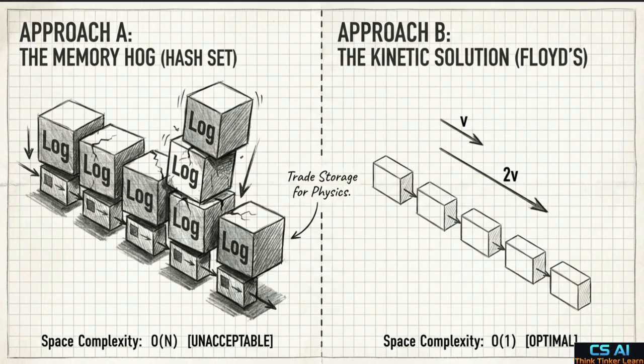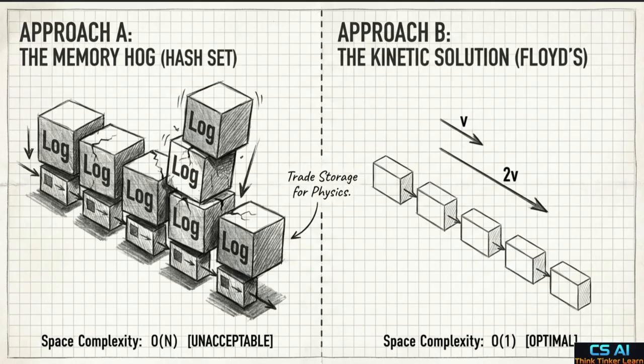To tackle this problem, we have two main approaches. Approach A, the memory hog or the hash set, involves storing references to every node you visit in a hash set. If you encounter a node whose reference is already in the hash set, you have found a cycle. While effective, this approach has a space complexity of O(n), meaning the memory usage grows with the number of nodes. This is often unacceptable for a large list, as you're trading performance for storage.